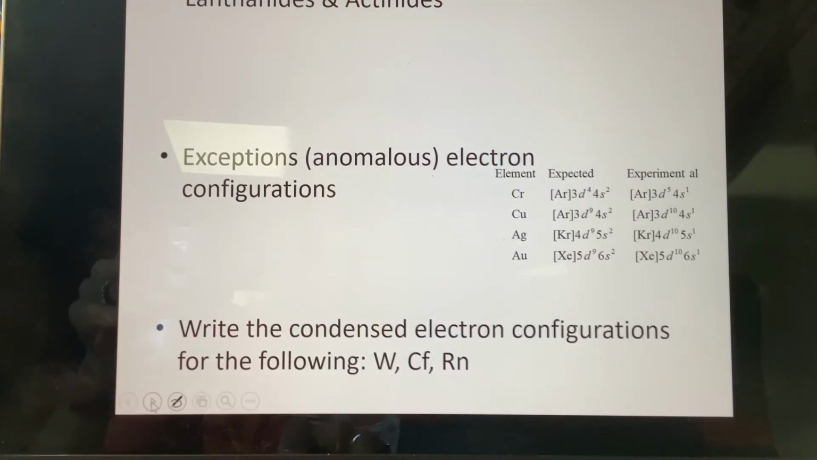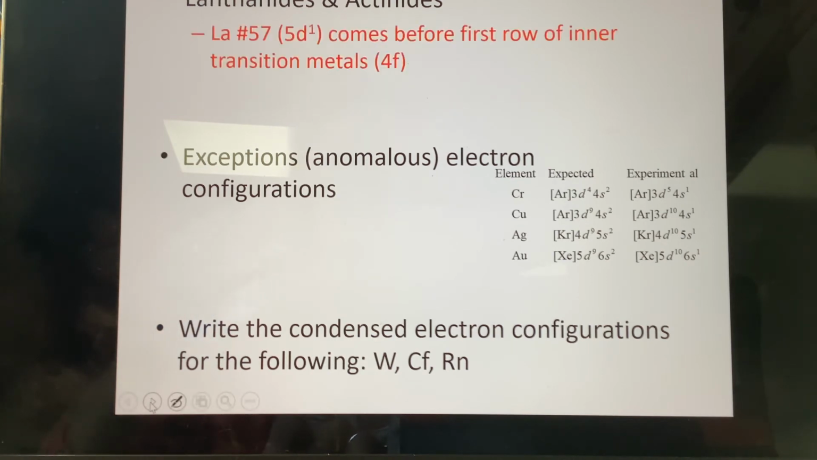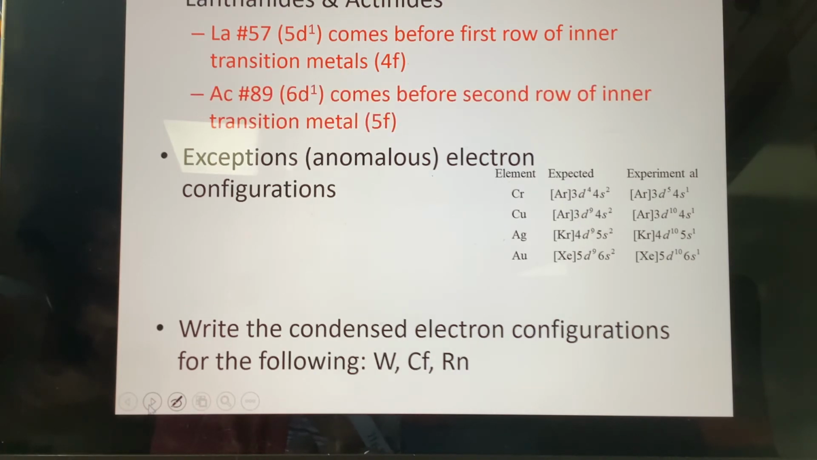So again, that's what I was talking about, the lanthanides and actinides. Lanthanum, number 57, comes before the first row of the inner transition metals, and actinium, number 89, comes before the second row of inner transition metals. But you only have to worry about that if you're doing one of those inner transition metals in 4f or 5f. And there are a few anomaly electron configurations. Again, AP really doesn't ask you about this, so I wouldn't worry about this too much.